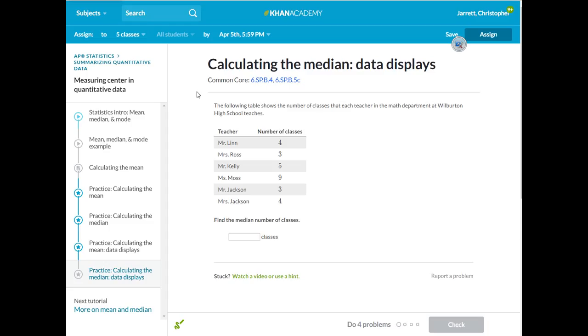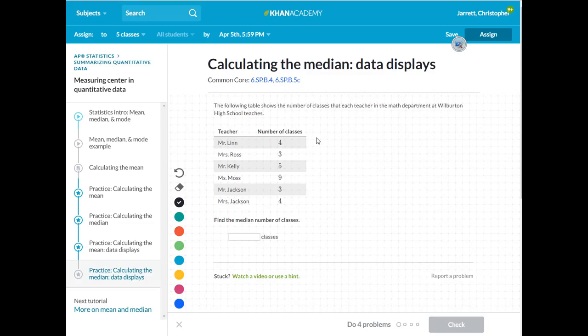So here's the situation where Mr. Lin has 4 classes, Ms. Ross has 3 classes, Ms. Kelly has 5 classes, Ms. Moss has 9 classes, Mr. Jackson has 3 classes, and Ms. Jackson has 4 classes. We're supposed to find the median number of classes. So what you're going to do is very simply take the numbers and put them in order.